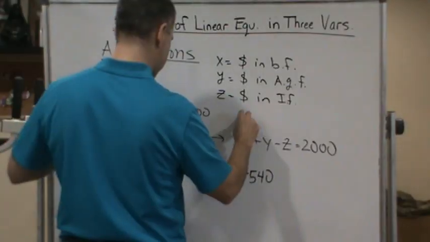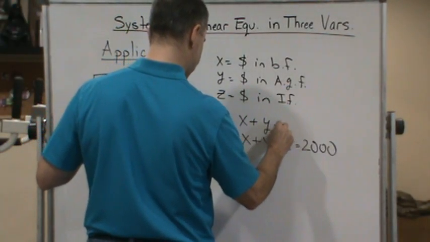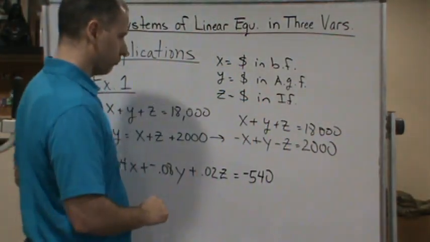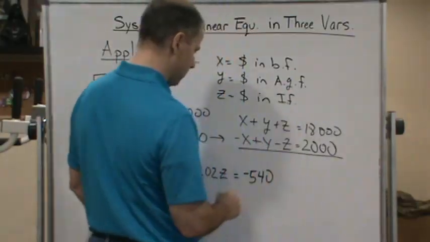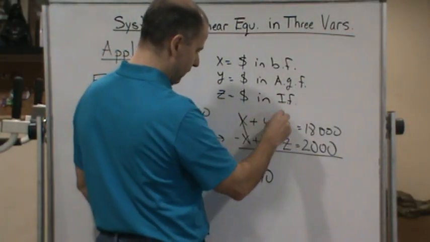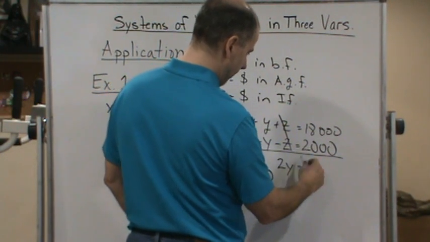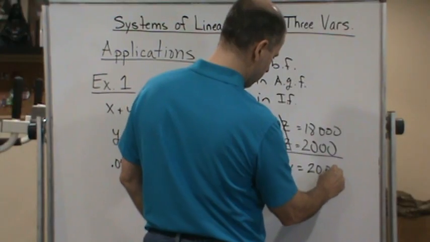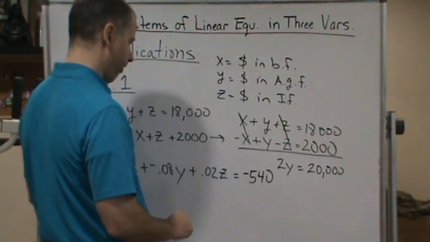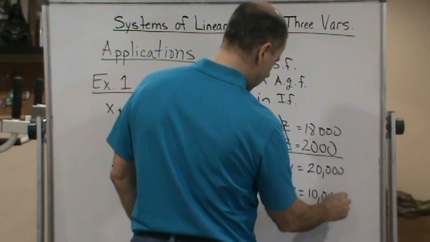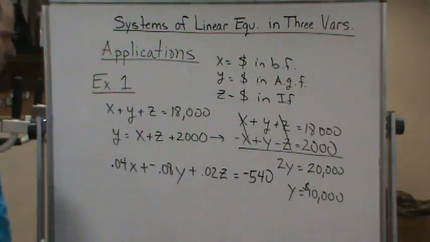If we add this one, X plus Y plus Z equals 18,000, and these two, the X's drop out, the Z's drop out, and we get 2Y equals 20,000. And so that means Y equals 10,000. So we already know Y is equal to 10,000, so there's $10,000 invested in Y. Great, now we know what Y is.